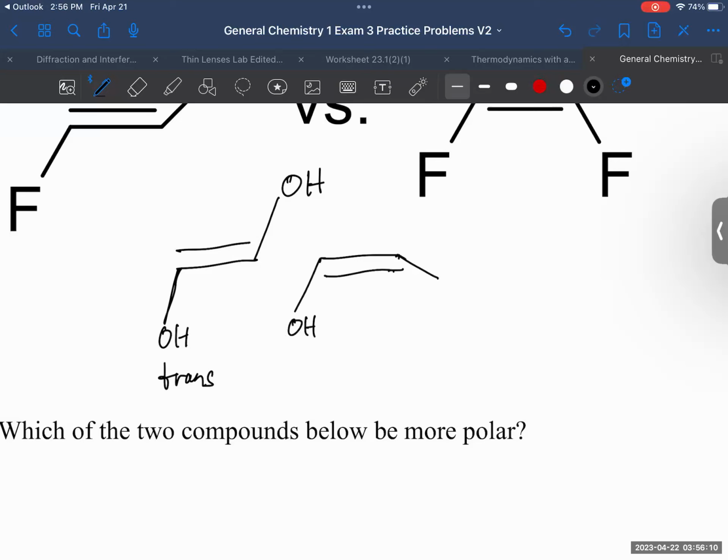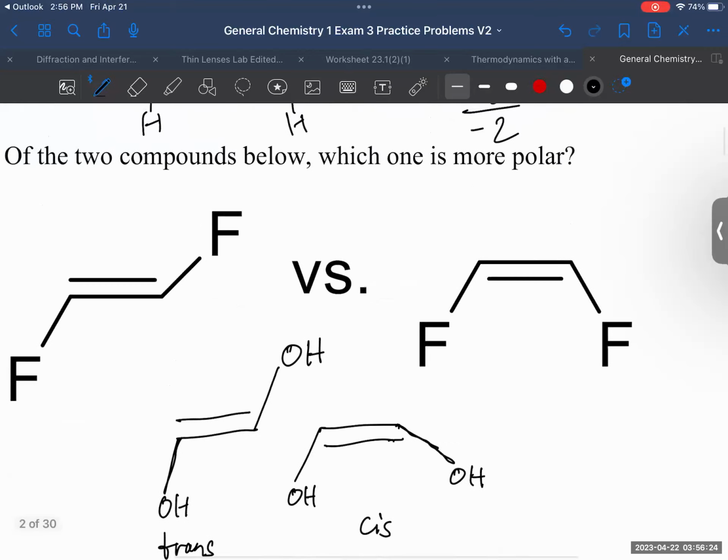And then here, there's two OHs on the same side of the double bond. We call that cis. So cis is when two groups are on the same side. Trans is when they're on opposite sides. Does that make sense? Yeah. So how do we apply that to this question?